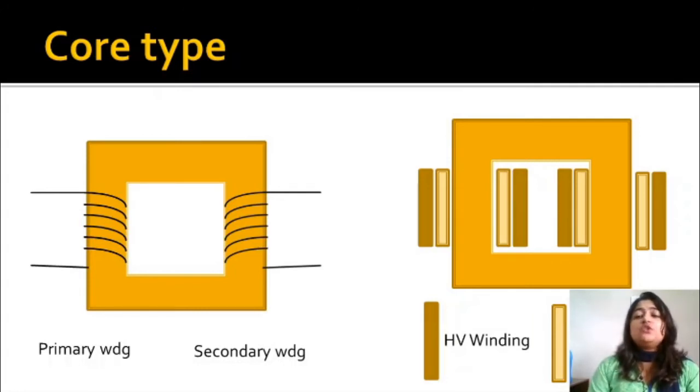And secondly, you also give very good natural cooling to the high voltage winding. High voltage winding gets heated up very fast, and that is why it should be more exposed to the surroundings rather than being closed inside the low voltage winding, and that is why the arrangement is kept like this.